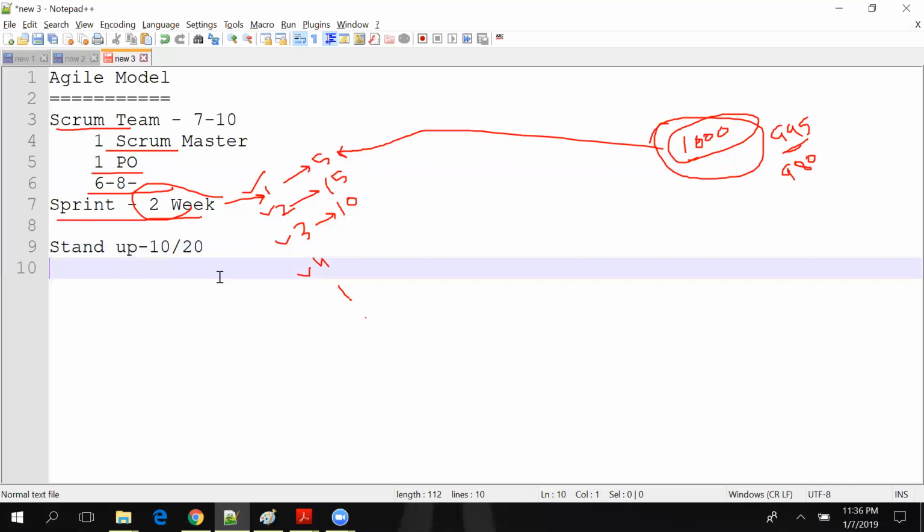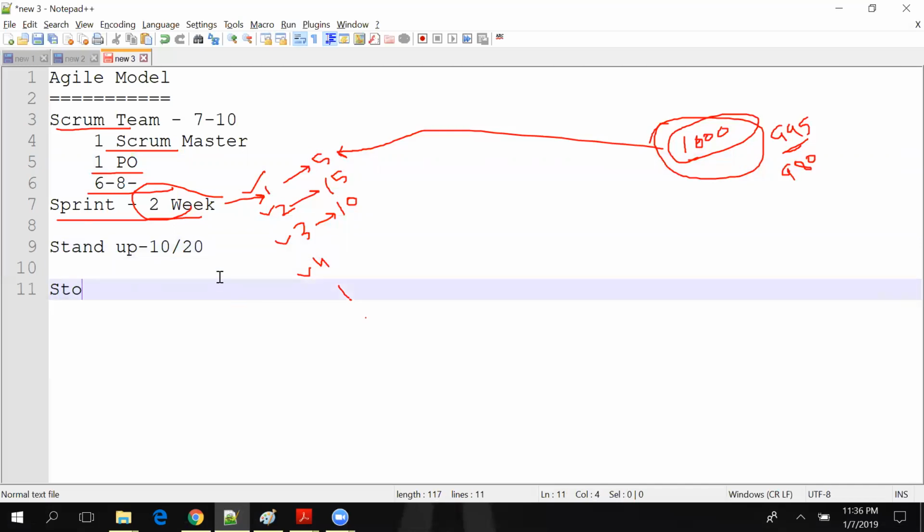Okay, and there is something called story. What is a story? All these requirements in Agile are known as stories. So you can say there are 1,000 stories. You can break the requirement into small parts. These are called stories. So here there are 1,000 stories you can see.